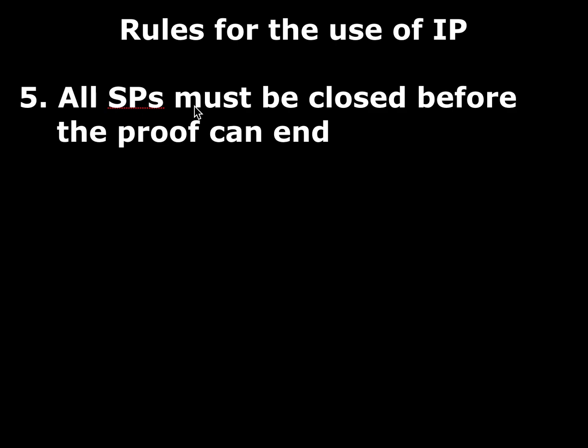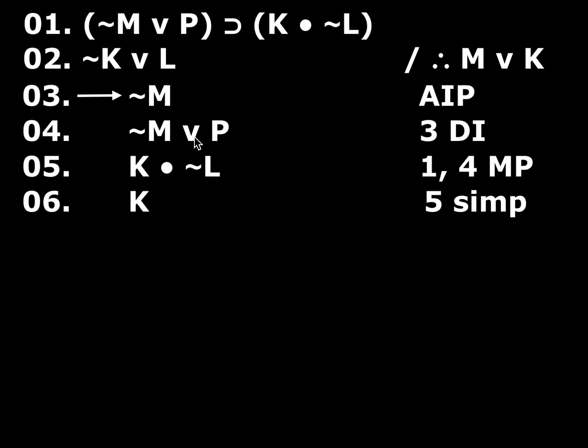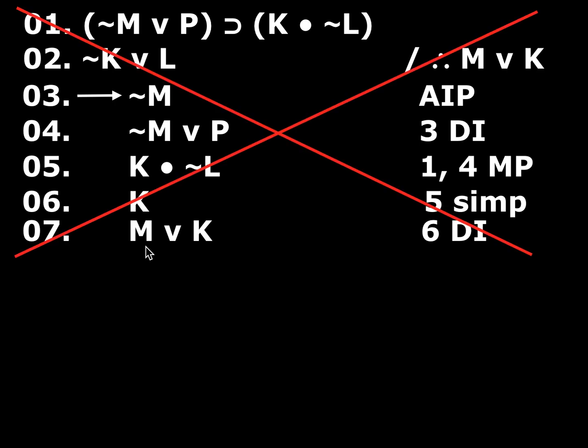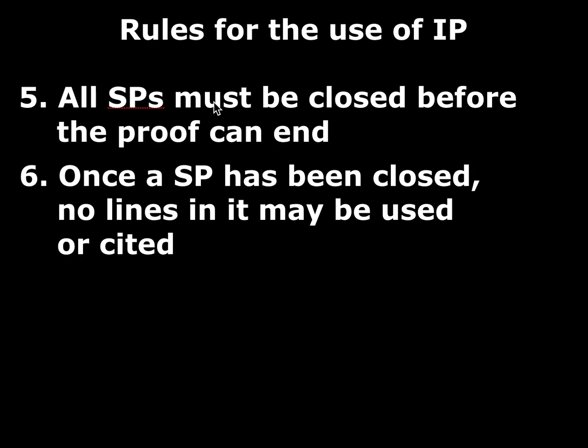So all subproofs have to be closed before the proof can end. This is just like with conditional proof. Same thing applies. So for example, this is the proof we just did. Suppose you got up here to line 6. You're looking at this and you're saying, oh, hey, look, I've got K. I'm trying to derive M or K. So I can just do DI on line 6 and now I'm done. Well, you're not done, and you would get a lot of points taken off of this because you're trying to end a proof before you've closed your indirect proof. So I'm going to put a big red X there. You can't do that. All subproofs have to be closed before your proof can end.